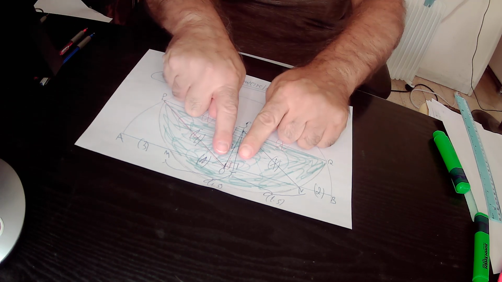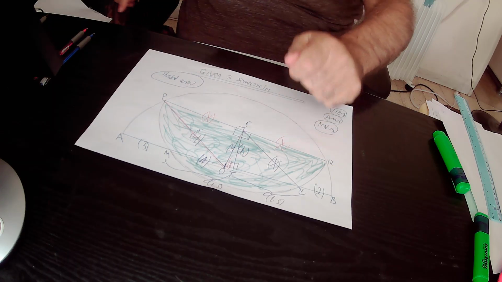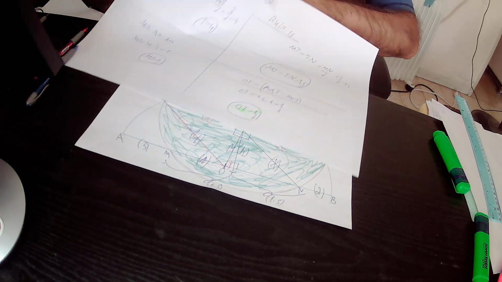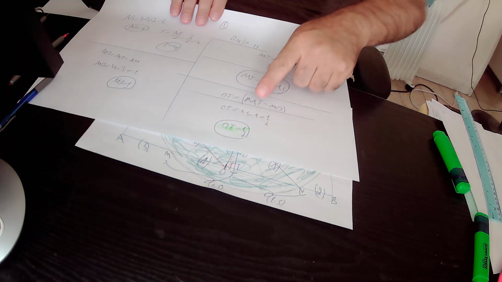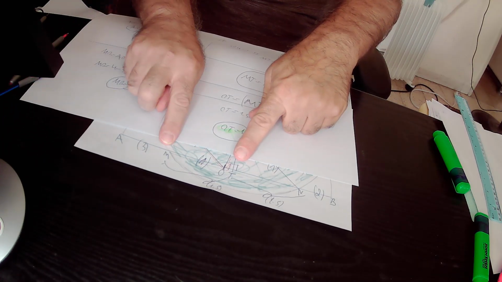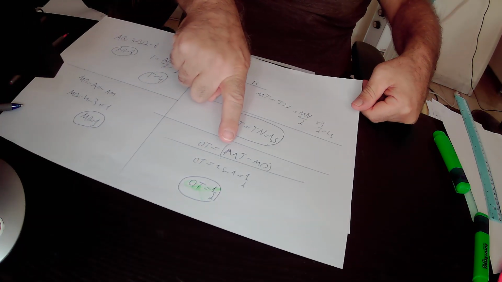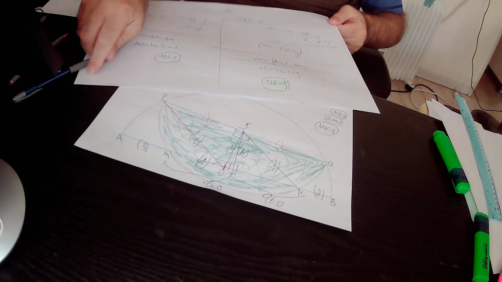What is left from this line segment is OT. OT equals MT minus MO. MT is 1.5, MO is 1. So in total, OT equals 1.5 minus 1, that is 1 half. So OT equals 1 half unit in its length.